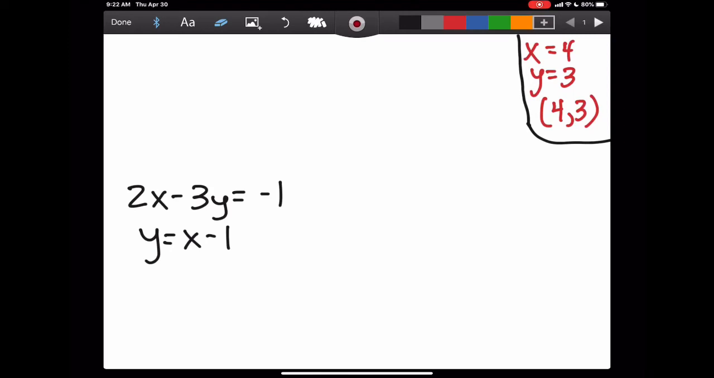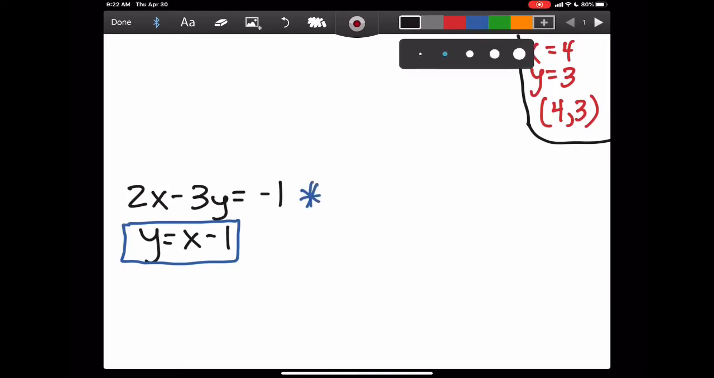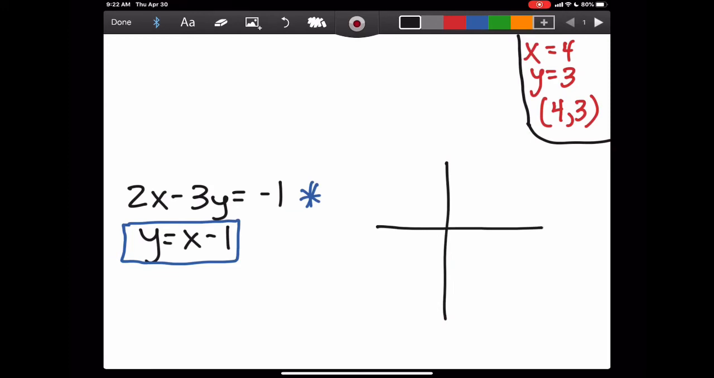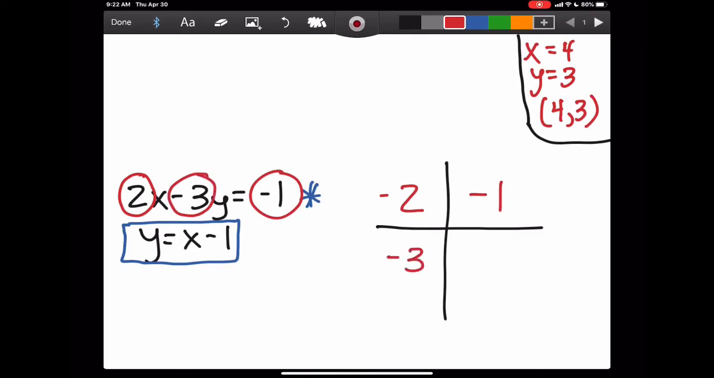Okay, well, you already have an equation that's solved for y. So you don't have to do anything to that one. But this one, you have to solve it for y. How we solve for y in this class is the cross method. Remember, change x. If it's positive, make it negative. Keep answer, negative 1. Keep y, negative 3.